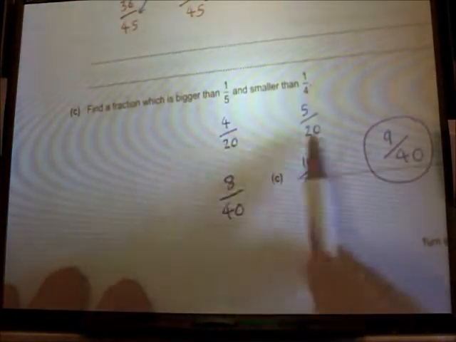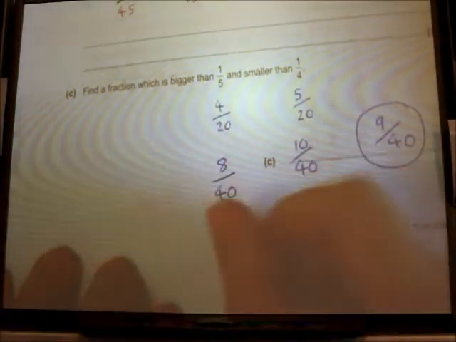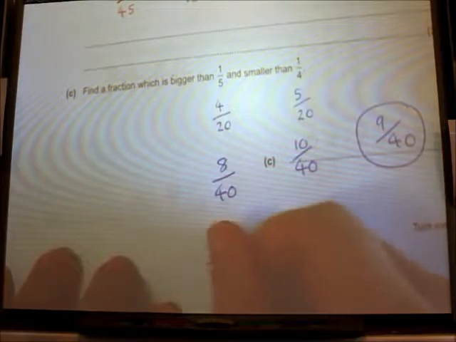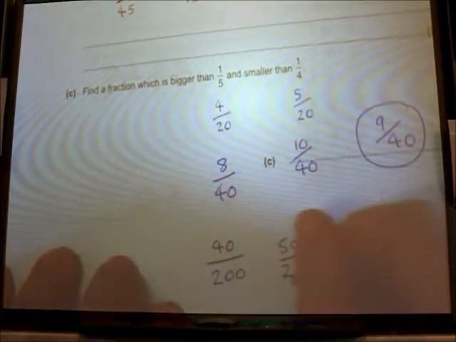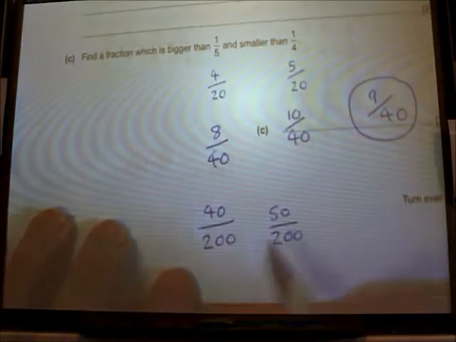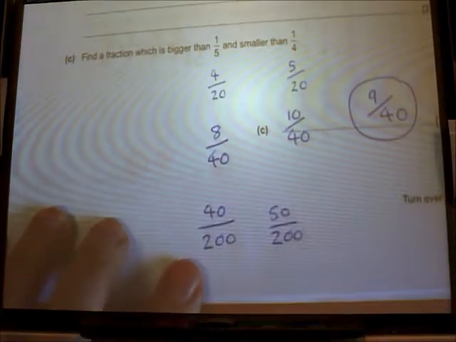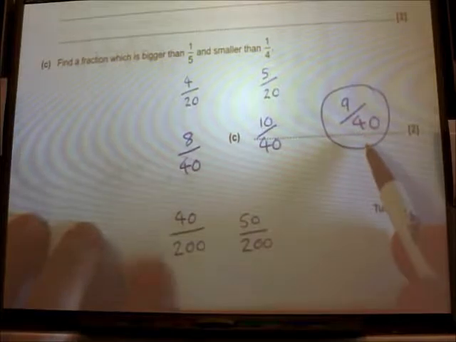Another way of doing it, you could also put them over something over 200, because you're multiplying them by 10. So that would make that one as 40 over 200. And the other one it would make as 50 over 200. So other acceptable answers would be 41 over 200, 42 over 200, all the way up to 49 over 200. So there's not just one answer to it, but I think this one here is the answer most people will get.